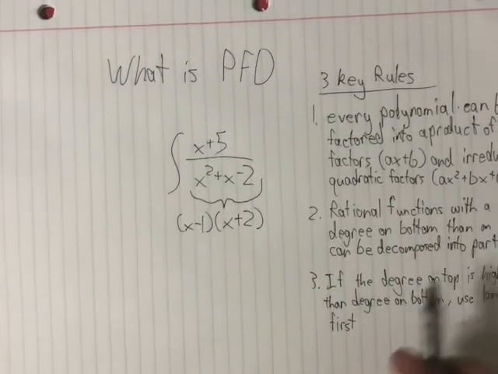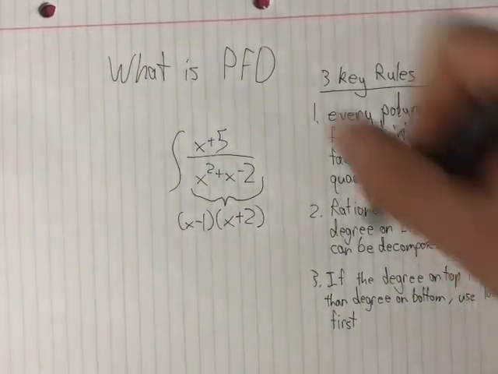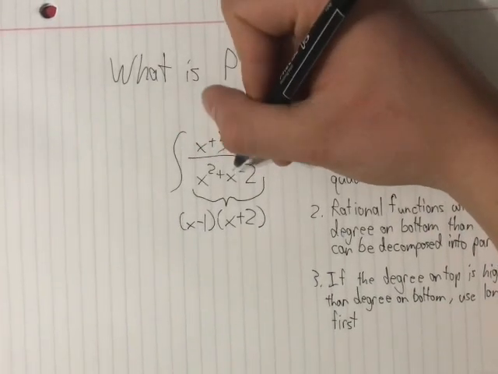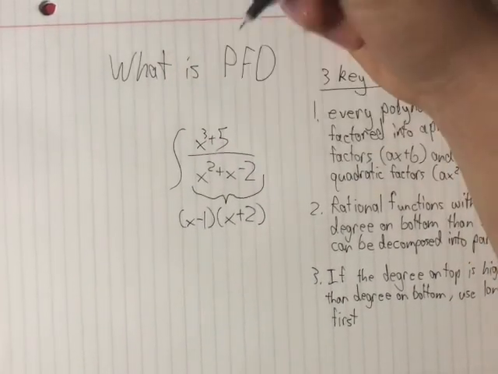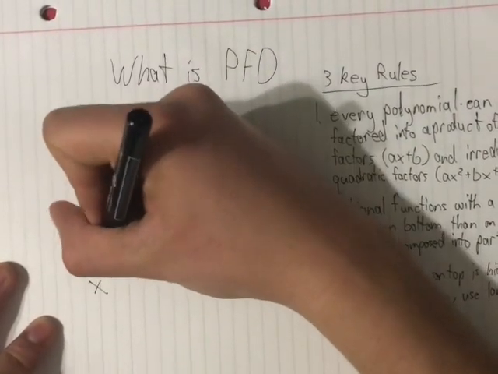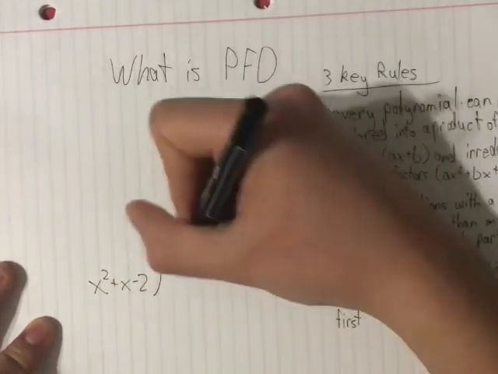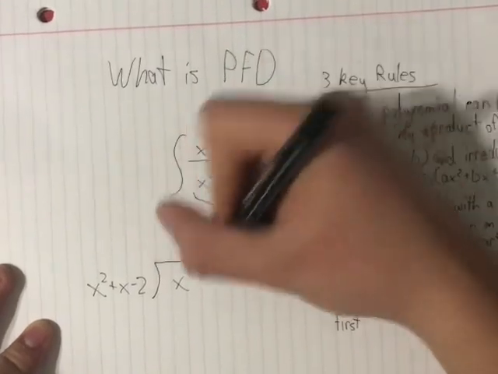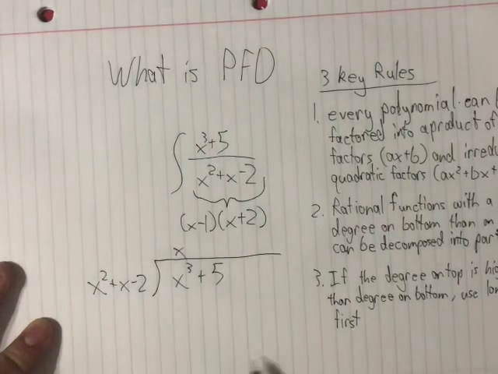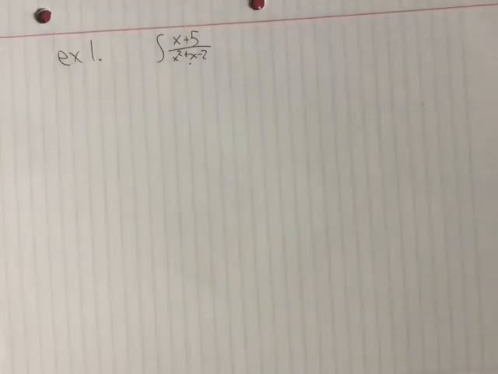However, say, and this is where the third rule comes in, if the degree on top was higher than the degree on bottom, what we'd use is long division first. So say if instead of x plus 5 on top of x squared plus x minus 2, we had x cubed up top, then what we'd have to do is x squared plus x minus 2, and then we would divide x cubed plus 5, then we'd just go back and forth like this and use long division until we eventually factored out that degree and had a remainder.